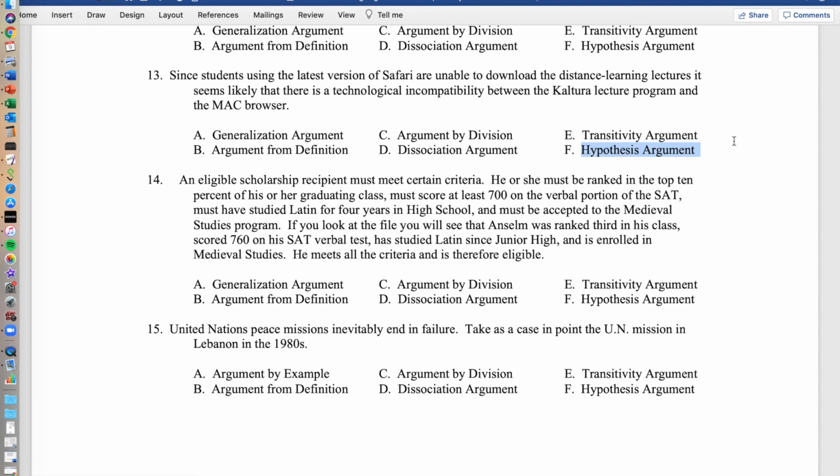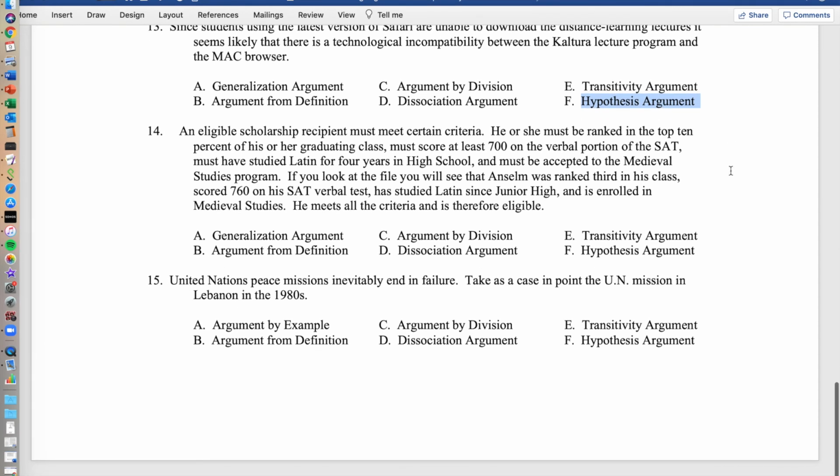And so we would apply tests for a hypothesis argument. Does it account for all the facts in the case? Is it a simple explanation? And is it a frequent explanation? And it seems if you apply that kind of critical thinking that it would pass those tests. So it's probably a reasonable hypothesis. It may not be correct, we might be mistaken, but it seems like a reasonable explanation. So we call that a hypothesis argument.